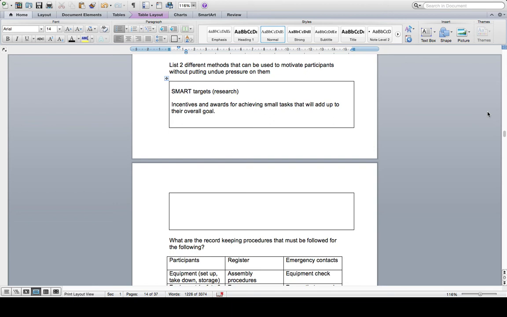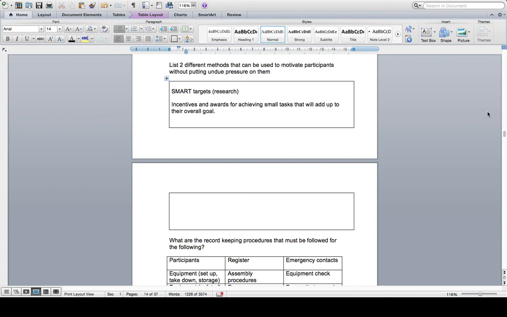And then the A stands for achievable. So you can't say to a 12-year-old, I want you to be able to bench press 100k by tomorrow, because that's not achievable. So you want to make sure that they're specific, measurable, and achievable. And the R stands for realistic. So you need to give goals that you know your participant can realistically achieve within the time scale you've given them.